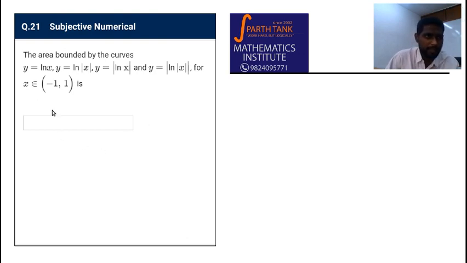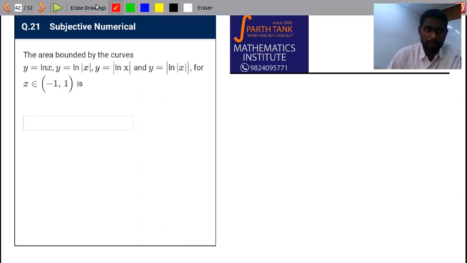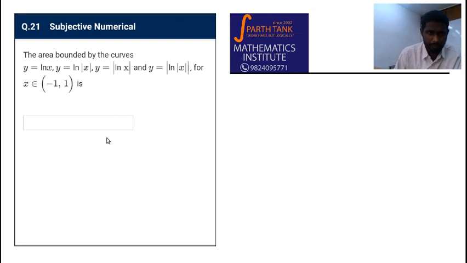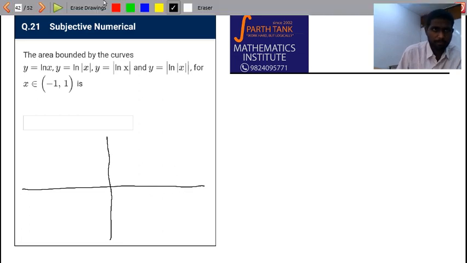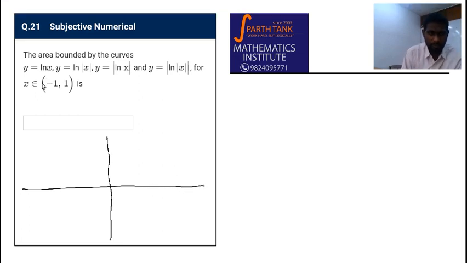Now let us come to the subjective numericals. The area bounded by the curves y is log x, y is log of mod x, y is mod of log x and y is mod of log mod x. Let us see how this diagram is going to look. Let this be the x and y axis. You know, y is log x is basically like this. It comes from minus infinity, crosses the axis at 1, and then it goes on like this.